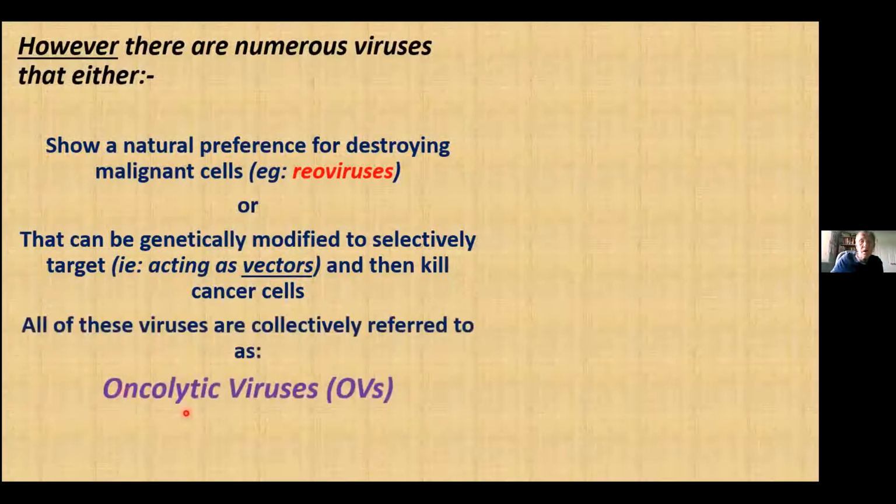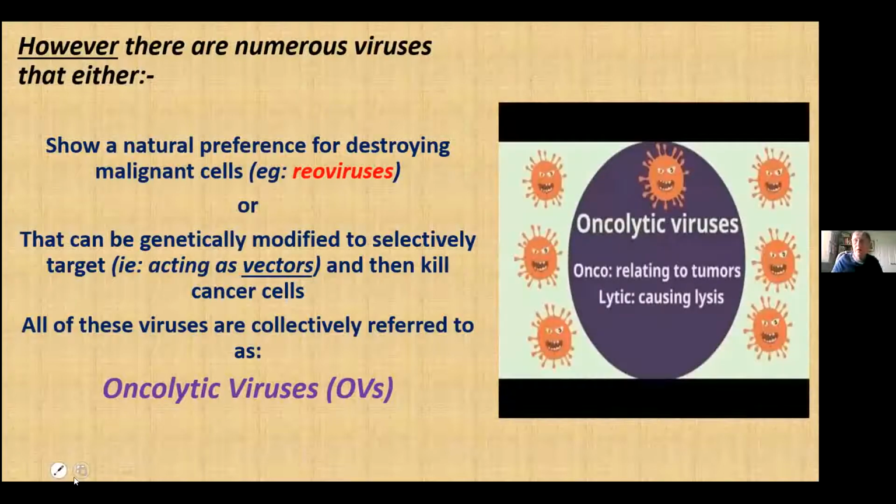And all of these viruses are referred to broadly as oncolytic viruses. A little American diagram on the side shows the little viruses, in which "onco" relates to cancer, and "lytic" means that the cells are being broken down by this explosion of virus production within the cells.